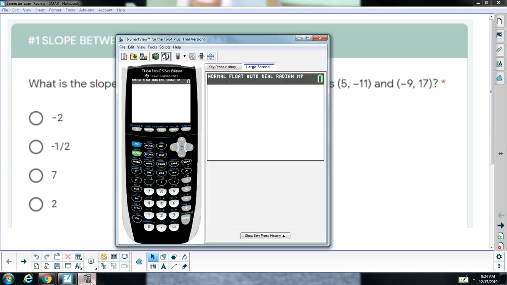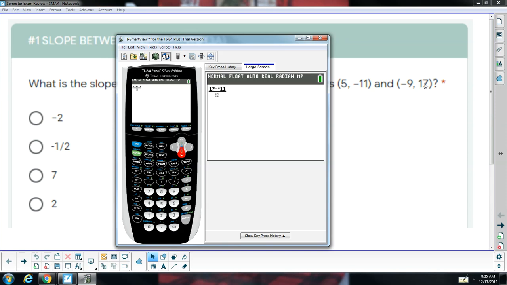And in my class, I taught you guys how to do this in the calculator. So we're going to do the alpha y equals enter. And then we're going to do y minus y. It doesn't matter which one you start with. So I'm a creature of habit, and I'm going to start with the second one. So I'm going to do 17 minus. My first y value is a negative 11. So negative 11. I'm going to go to the denominator and do x minus x.